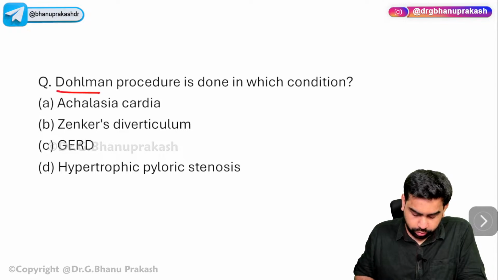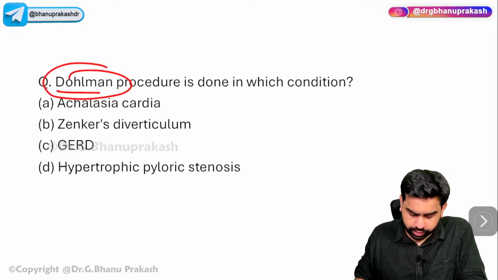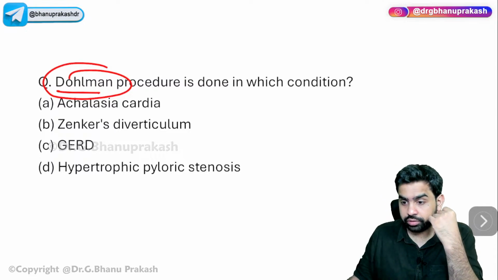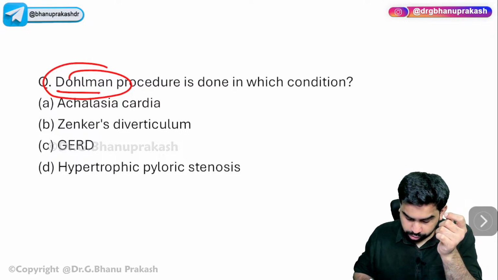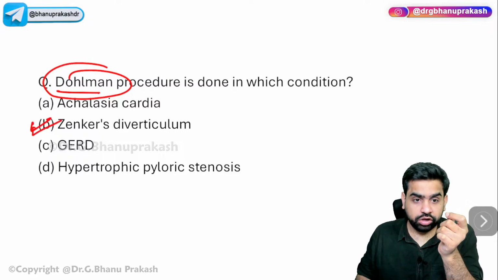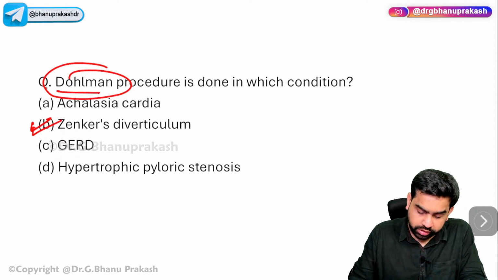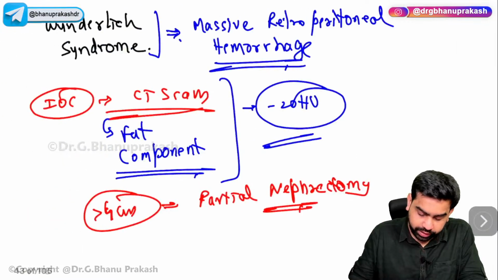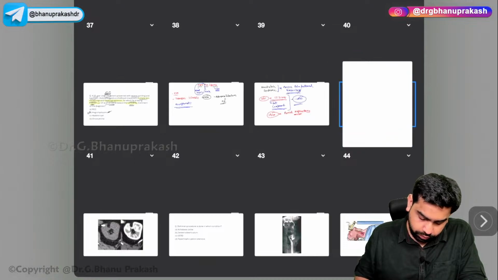Now let's talk about in which condition Dollman's procedure is done. Can you please help me with this very, very important MCQ, guys? Dollman's procedure is done in patients with Zenker's diverticulum. So what is Zenker's diverticulum? Zenker's diverticulum is your false diverticulum, which you need to understand here. Just give me a minute.